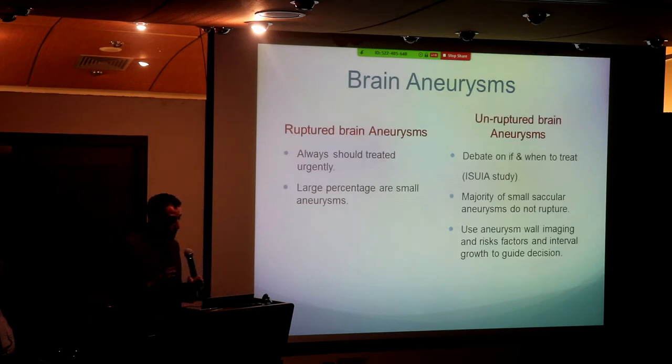When you are thinking about brain aneurysms, you automatically have to think: are we talking about ruptured or unruptured brain aneurysms? In my mind, they are completely different diseases to some degree. Anatomically, they look the same, but the way we look at it, the way we treat it, the way we think about it is completely different. A ruptured brain aneurysm needs to be treated immediately, urgently, and a large percentage of these ruptured ones are very small. On the other hand, if you have a non-ruptured aneurysm, there's a lot of debate about when and how to treat it.